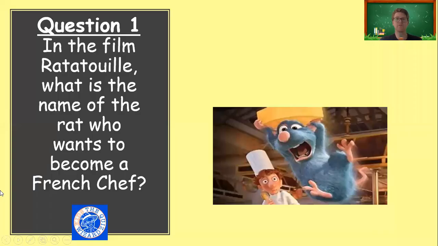Question 1 is about film. In the film Ratatouille, what is the name of the rat who wants to become a French chef? Here he is in the picture there.